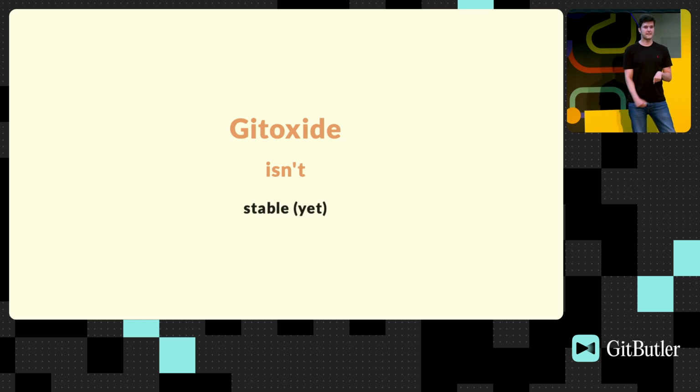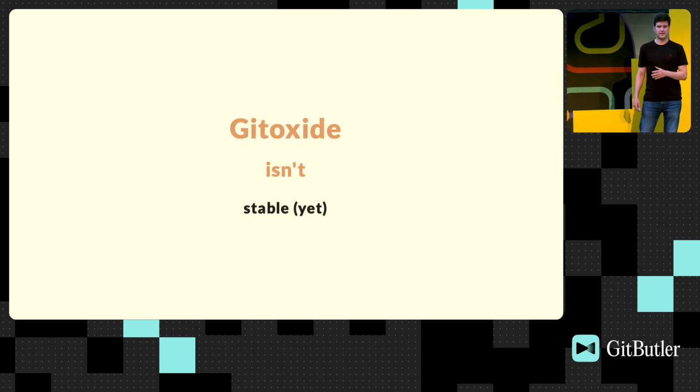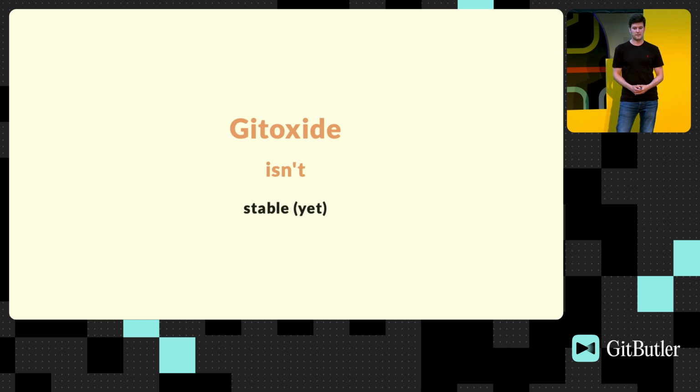And also Gitoxide is not stable yet, and probably not for a long time. This doesn't mean that it breaks your code every week, not even every month, but breaking changes can happen. And I'm mindful about that. Nonetheless, that might be an issue for some.